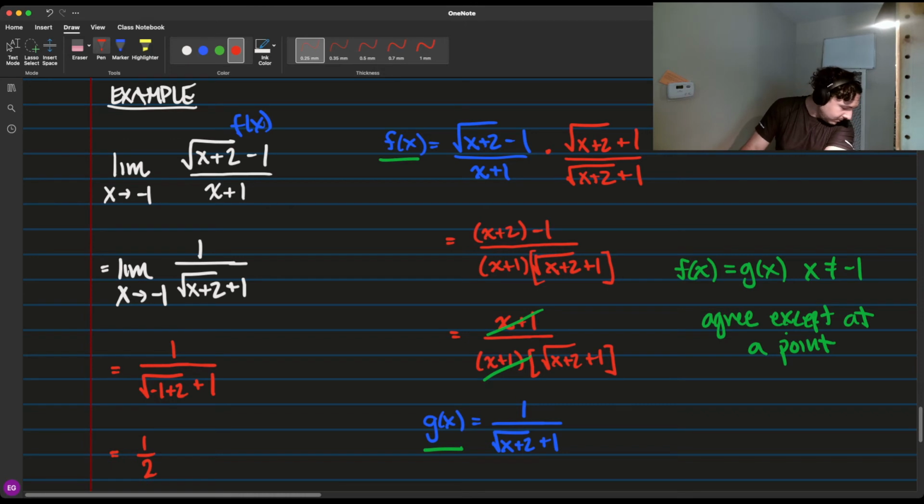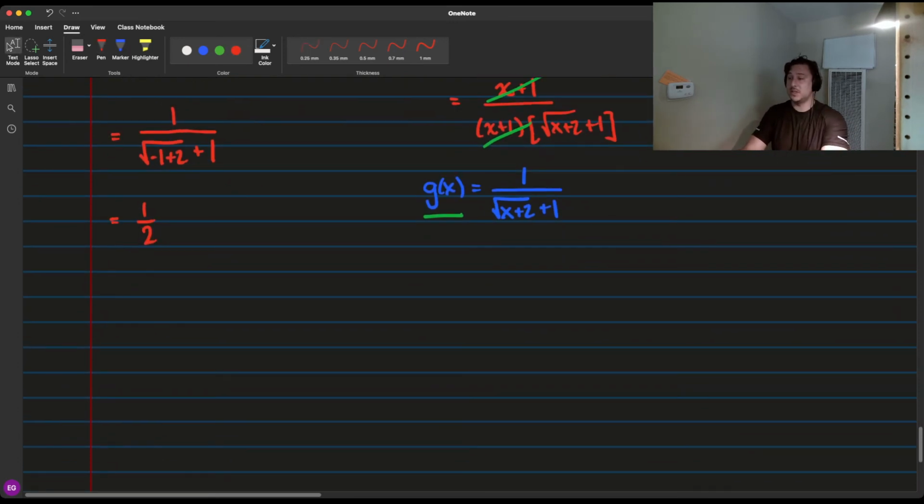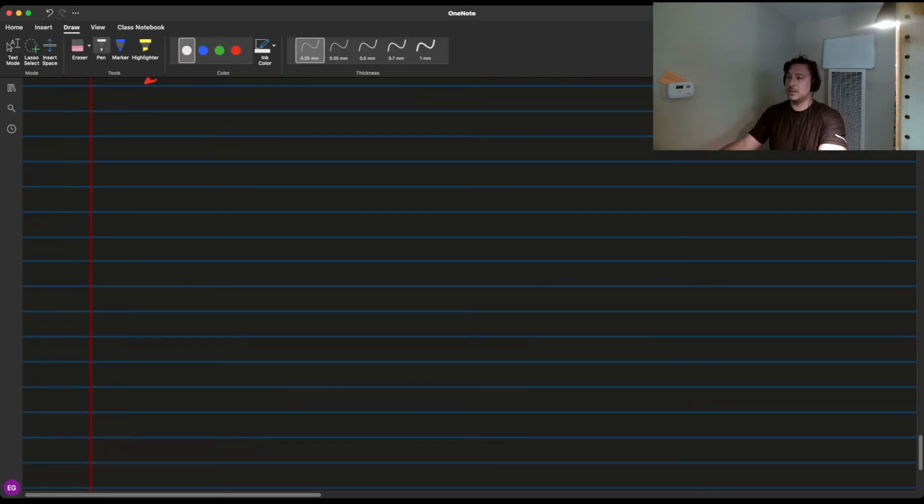So let me do one more example where we're going to use a piecewise function, my bad, because these get a little tricky.